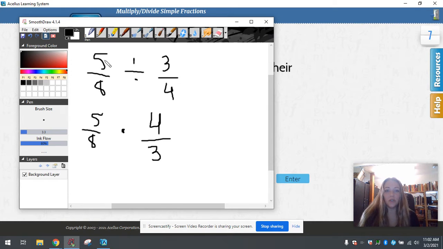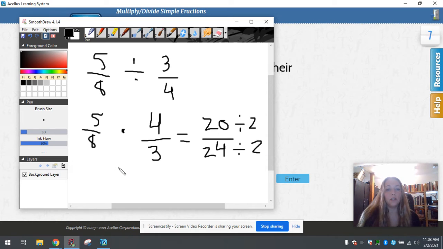Okay. So after I have turned my division into a multiplication problem, I solve this like I would a multiplication problem with fractions, which means I multiply straight across. I multiply the numerators. 5 times 4 is 20. And then I multiply the denominators, the bottom part. 8 times 3 is 24. Then I reduce. Both of these numbers, 20 and 24, are even, so I can divide them both by 2 to start off.